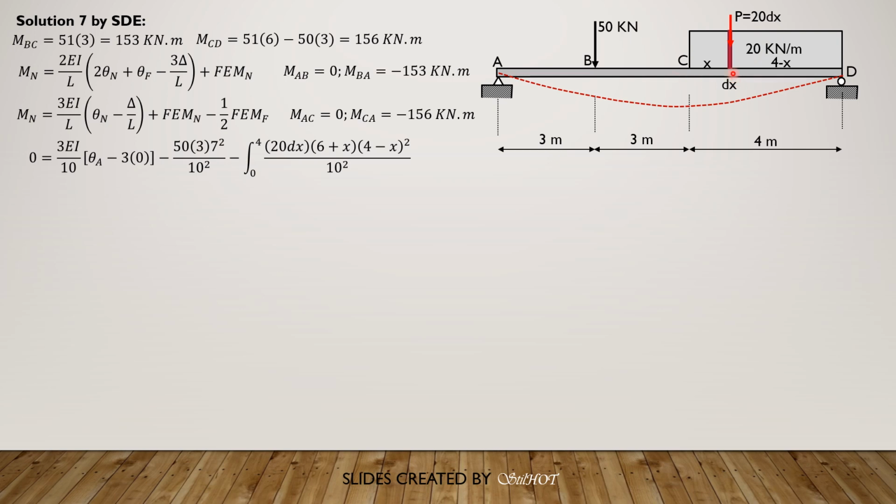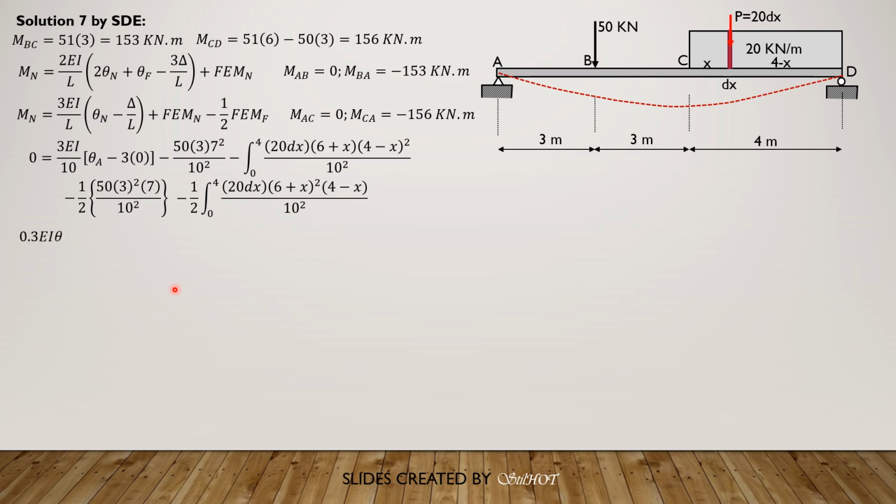20 dx, the distance of P from the left is 6 plus x, then its distance from the right is 4 minus x, so that's why 4 minus x is squared here, divided by 10 squared. Then minus 1/2, so the fixed moment at the right end is positive. So minus 1/2 of positive 50 times 3 squared. So you just interchange the squared quantity. So 3 squared, 7 is now raised to 1, over 10 squared. Then minus 1/2 integral 0 to 4 of positive 20 dx, 6 plus x squared, 4 minus x, over 10 squared.